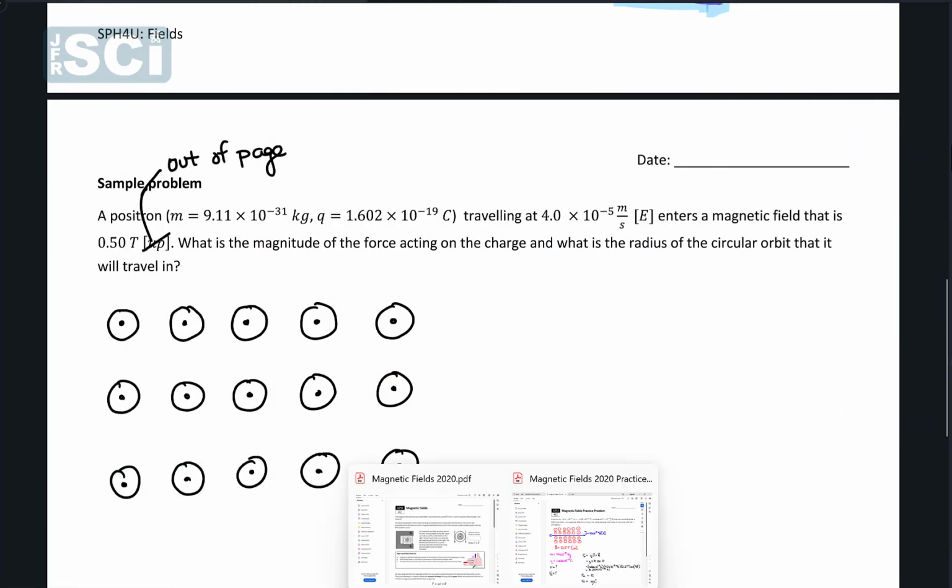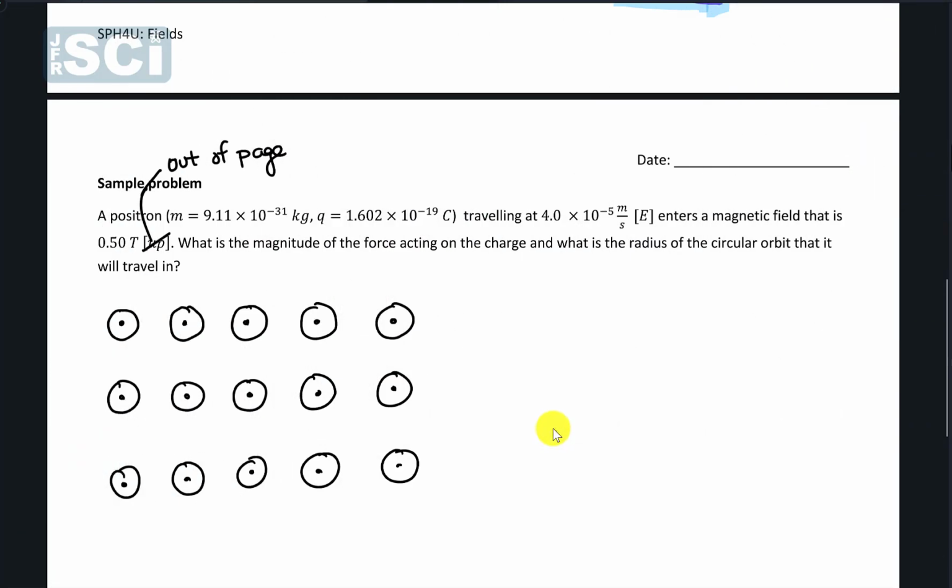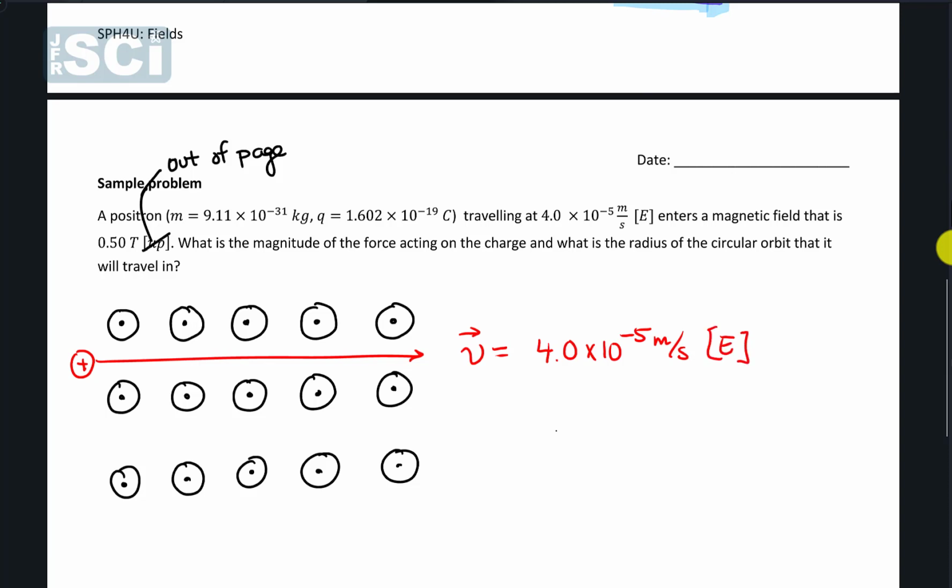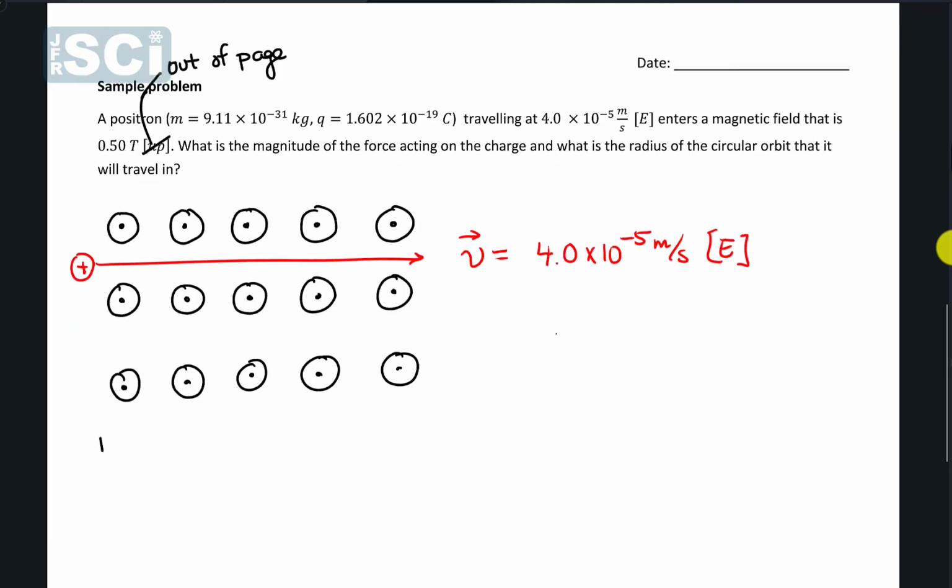So there is our magnetic field. So we're going to take our positron. So let's draw a positive charge here, and let's send it into this field. And we're going to have it coming at a velocity of 4.0 times 10 to the negative 5 meters a second, and it's going to end up going east. All right, so the charge we know on it, the mass and everything. So let's go ahead and list all those things. So the mass of our particle is 9.11 times 10 to the negative 31 kilograms. The charge on it is 1.602 times 10 to the negative 19 coulombs.